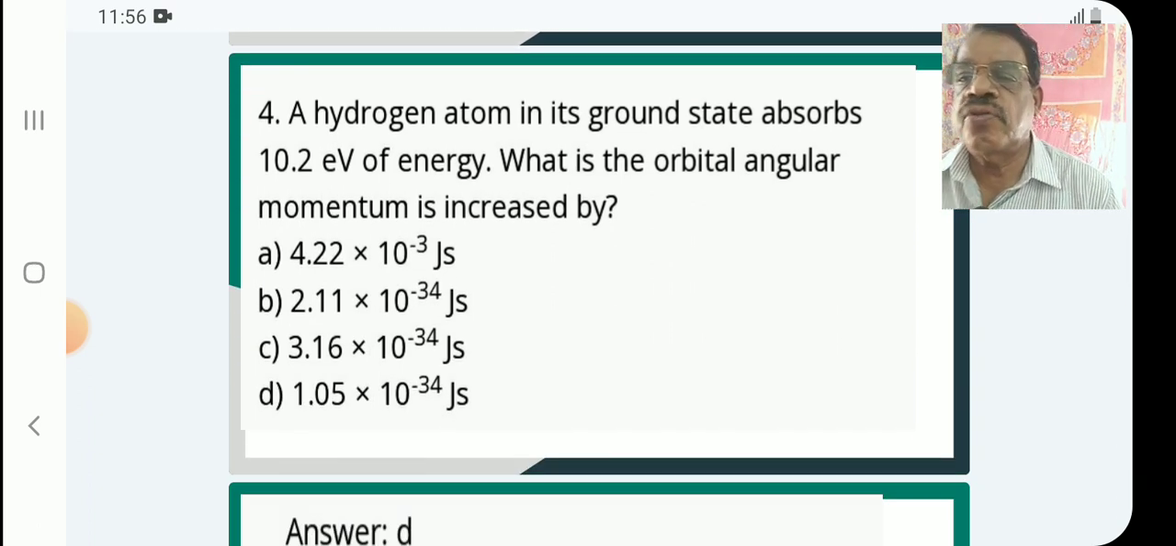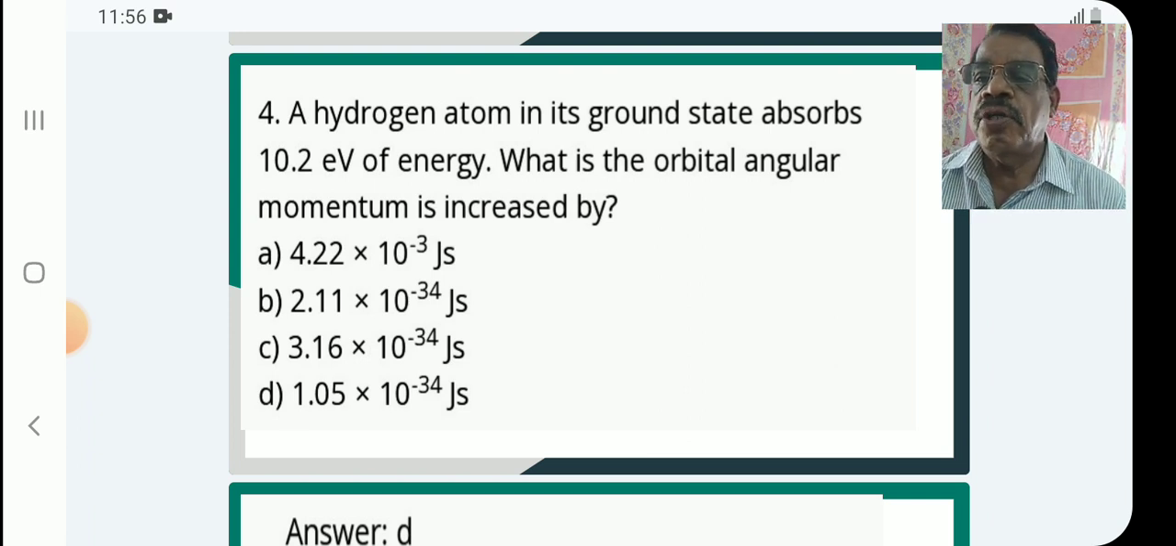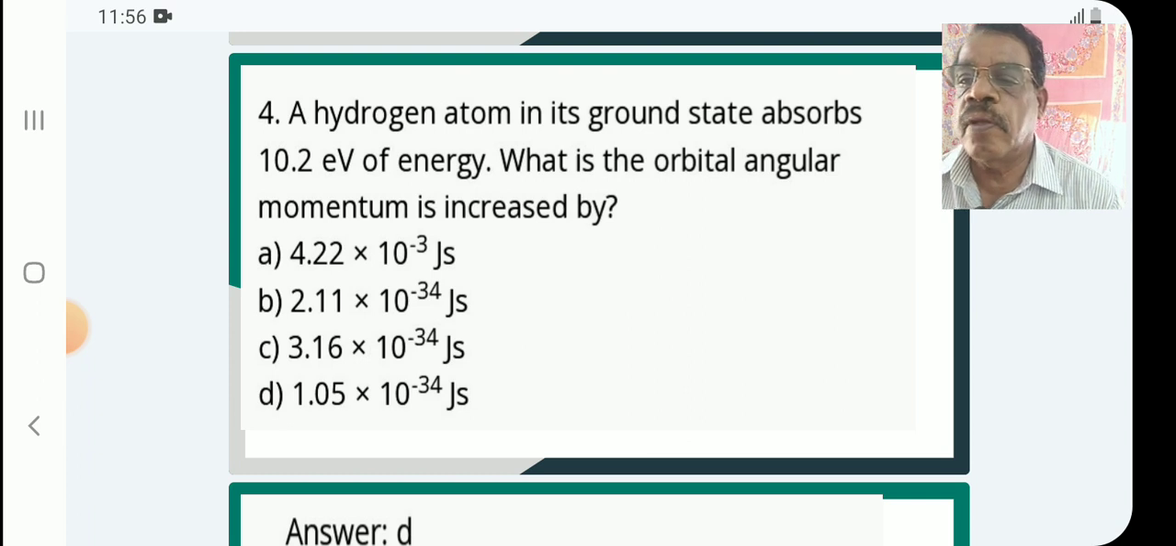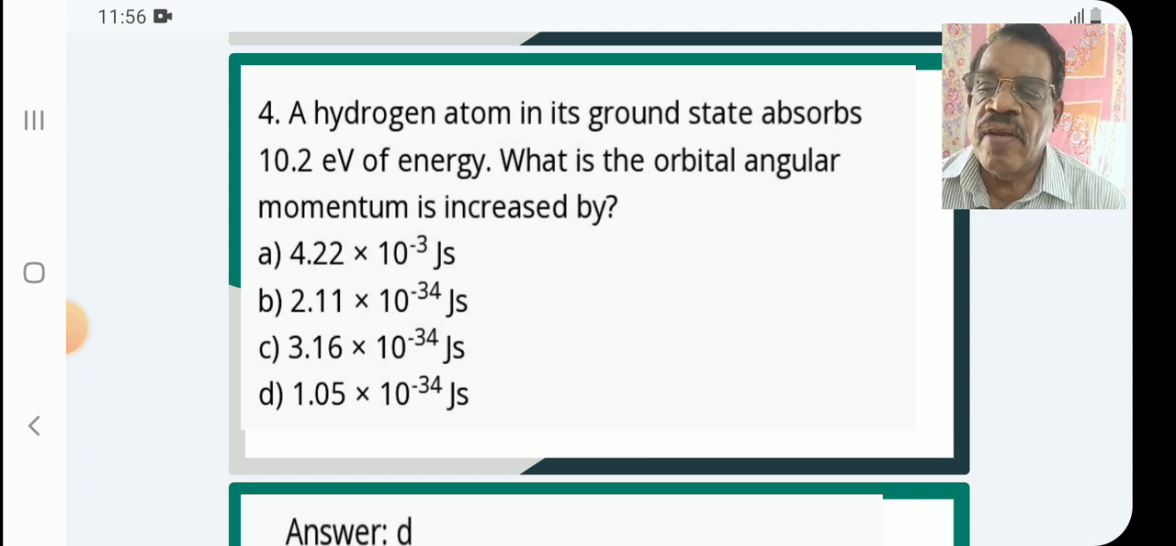And here is the fourth question. A hydrogen atom in its ground state absorbs 10.2 eV of energy. The orbital angular momentum is increased by: A, 4.22 into 10 raised to minus 34 joules second; B, 2.11 into 10 raised to minus 34 joules second; C, 3.16 into 10 raised to minus 34 joules second; D, 1.05 into 10 raised to minus 34 joules second. So here the excitation energy is given and we have to calculate the orbital angular momentum.